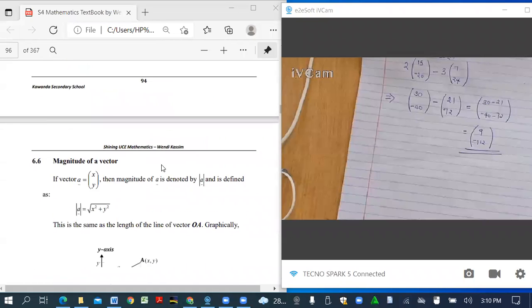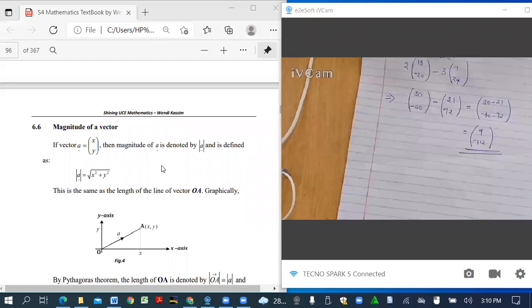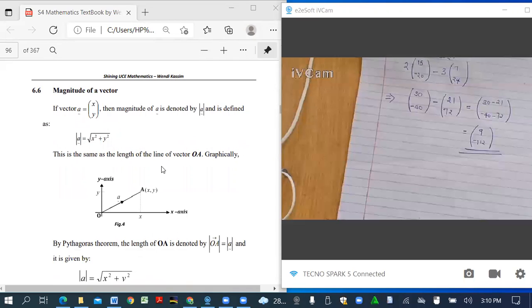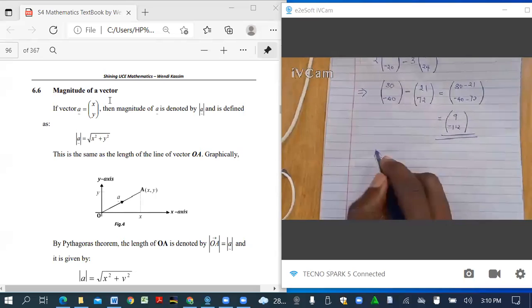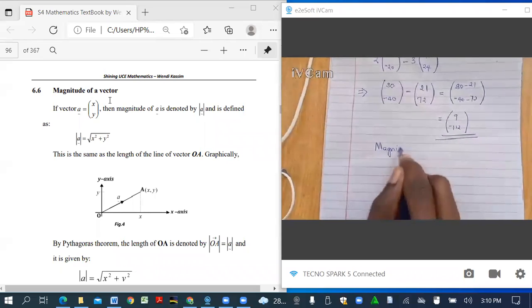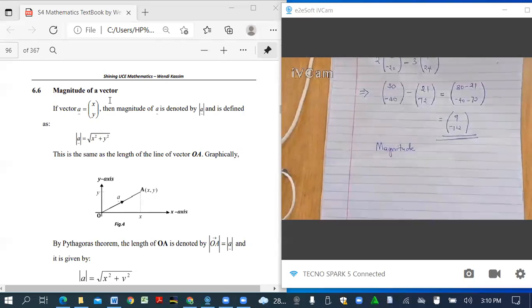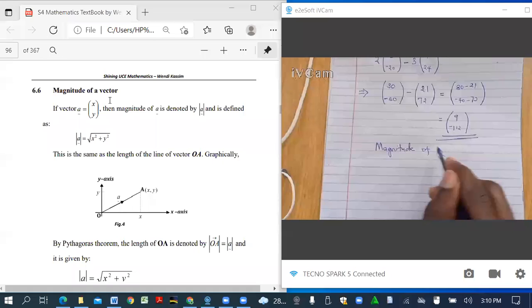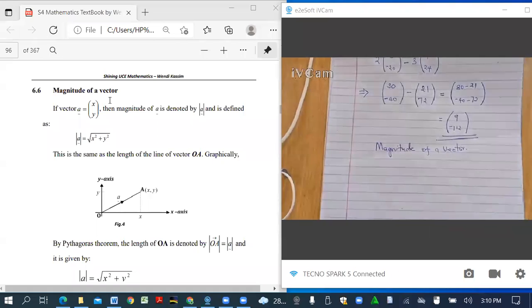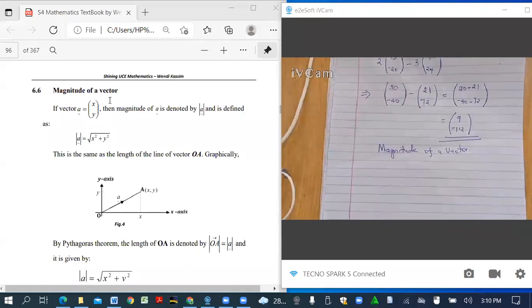Welcome. That is the operation on vectors. Is there any problem on operation of vectors before we proceed? No. Okay. Our next heading is the magnitude of a vector. Subheading, magnitude of a vector.